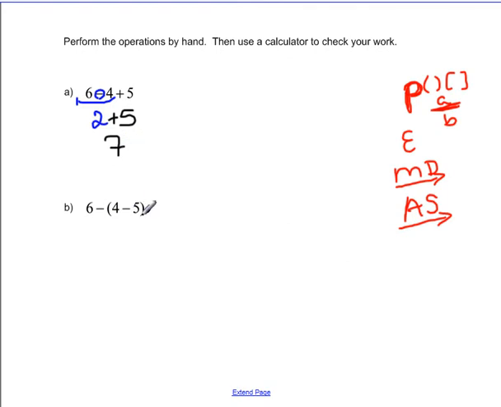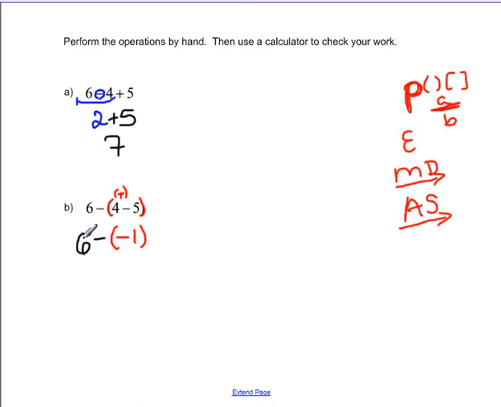Now this next problem is looking very similar, but we've got some parentheses going on and our operations have changed. So let's take a look here. We're going to do what's inside of parentheses first. So inside these parentheses we have 4 minus 5. Well, to do 4 minus 5, that's the same as 4 plus negative 5. 4 plus negative 5 would give us negative 1. Now that's still inside the parentheses. When I work inside parentheses, the parentheses do not go away if all I've done is what's inside those parentheses.